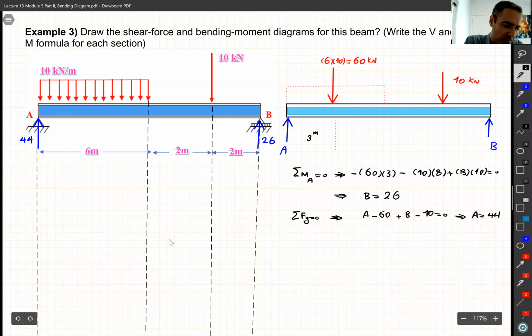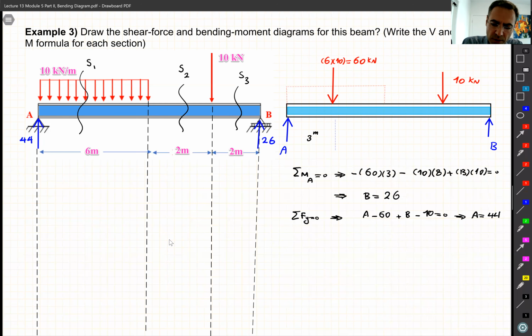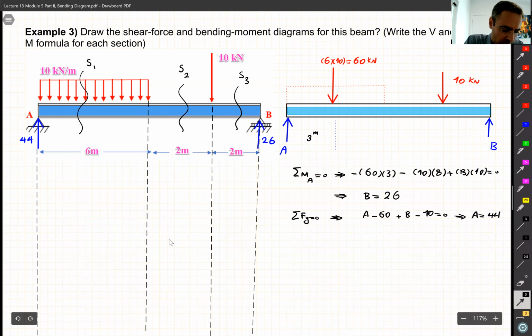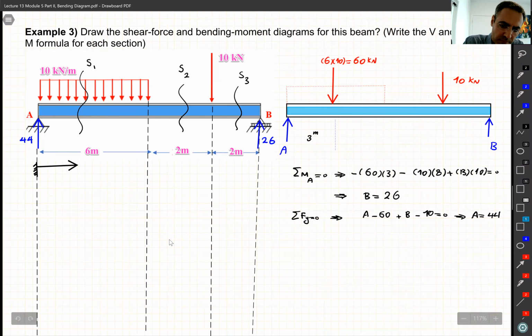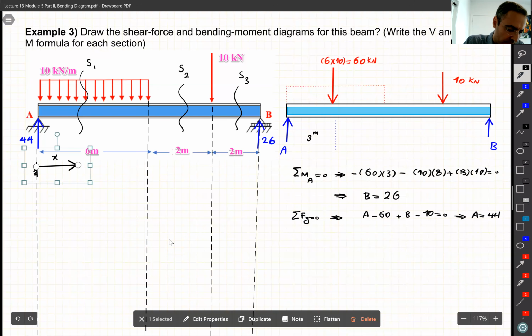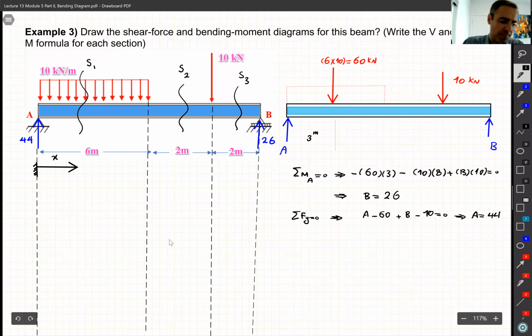We need to section this beam somewhere here. Let's call it S1, section 1. We need to section it somewhere there. Let's call it S2. And we need to section this beam somewhere there, S3. All right, and those points are just arbitrary points. Because when we have an x, it means this x can be any number from 0 to 10 to the end. So that's one x. Okay. All right, so let's now do the section.